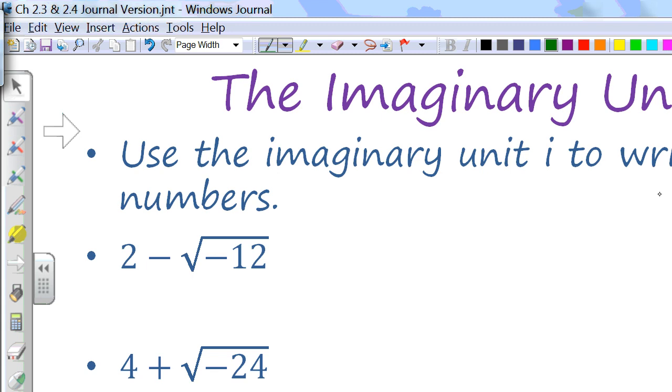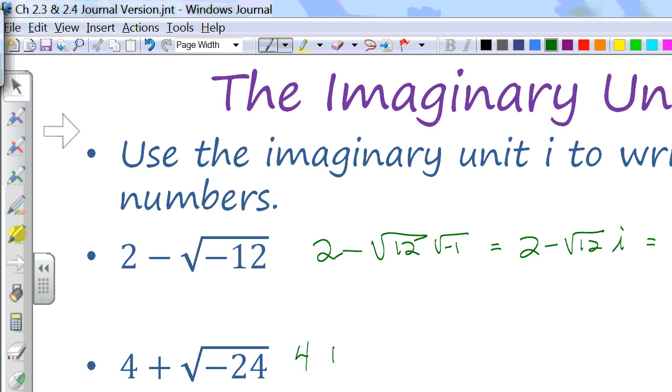The imaginary unit. Use the imaginary unit i to write a complex number. Well, this becomes... which... the square root of 12 can even be simplified, and it would look like that. Whereas this one, the second here, again, square root 24 can be simplified.